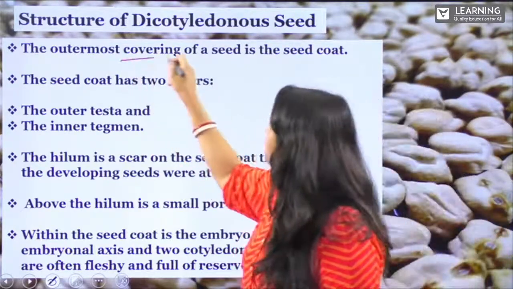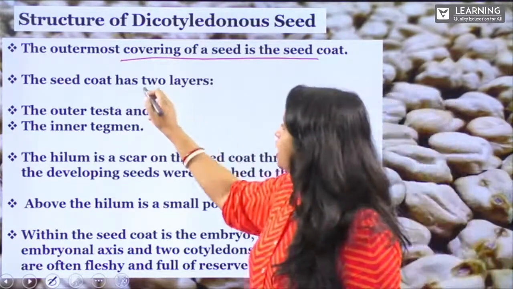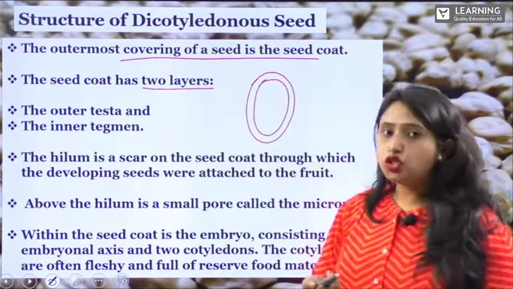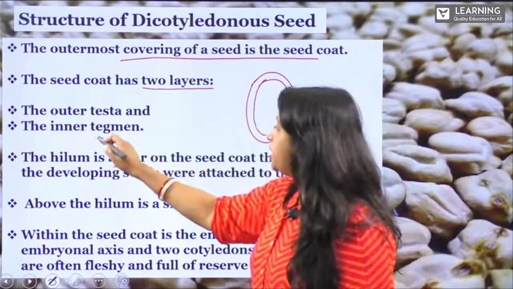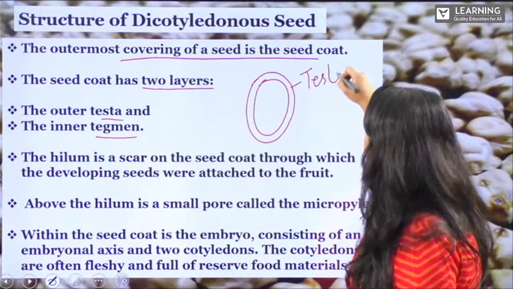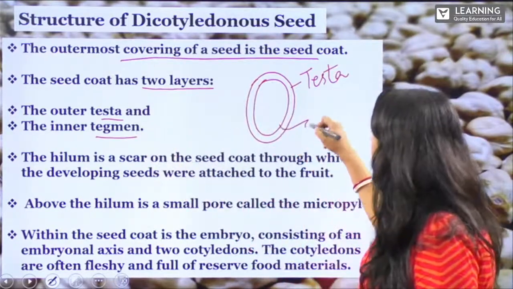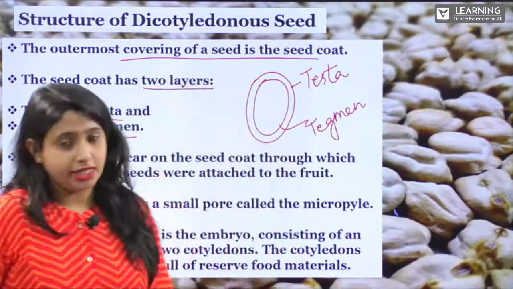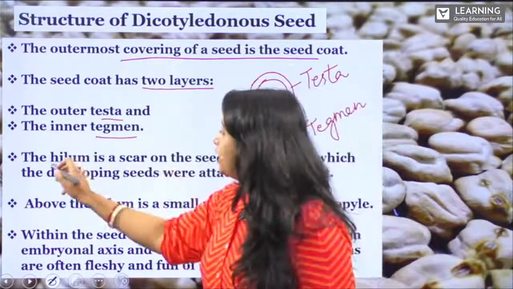So the outermost covering of a seed is called the seed coat. The seed coat has got two layers. One is your testa and another is your tegmen. So what is this testa? Testa is your outer layer of the seed, and tegmen is your inner layer of the seed. So our seed coat has got two layers, that is your testa and tegmen.